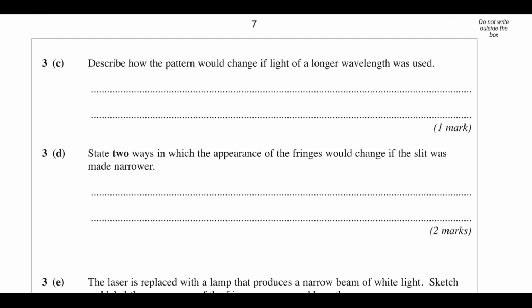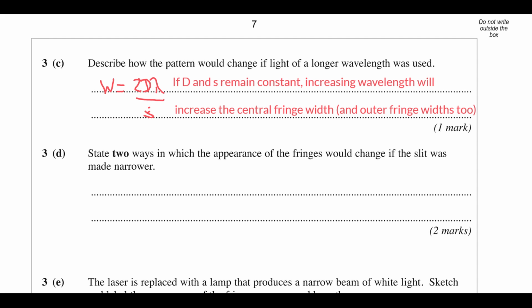Okay, so describe how the pattern would change if light of a longer wavelength was used. So for a single slit, we have an equation for the width of the central fringe: 2D lambda over s, where s is the size of the slit. So we can see there, if we use a longer wavelength but keep distance and slit size the same, the central fringe is going to become a lot wider, and that's going to make all of the other maxima wider as well. Okay. All right, so we just need to describe, we don't need to explain, but I find the equation helps me figure out what's going on.